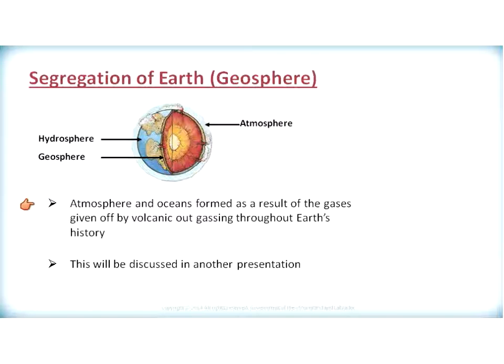Also going hand in hand with the segregation of Earth's interior was the formation of the atmosphere and the hydrosphere. The atmosphere and oceans, which is also called the hydrosphere, formed as a result of the gases that are given off by volcanic outgassing throughout Earth's history. This topic will be discussed in a future presentation.